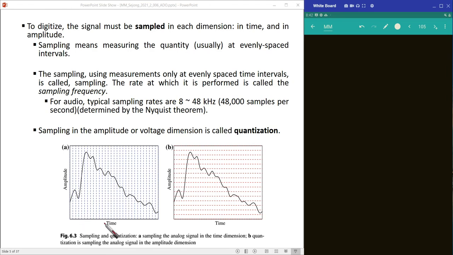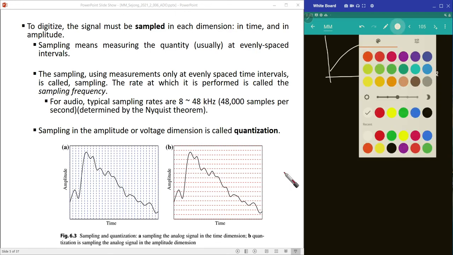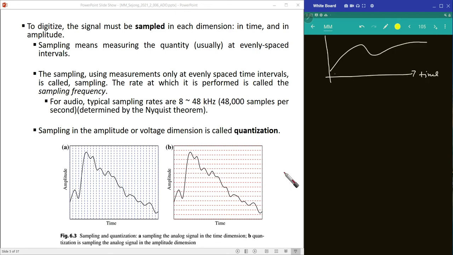For example, this is our time axis, and this is our sound signal. The very first thing we do is sample at this point, this point, this point, and in this way, periodically. Because this signal is continuous in time, we can't consider it at every instant of time.